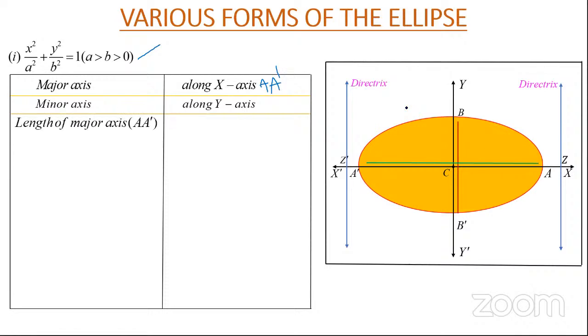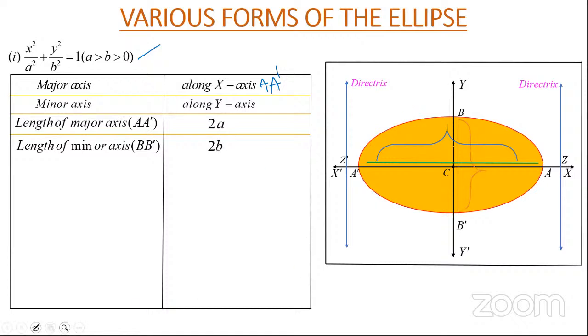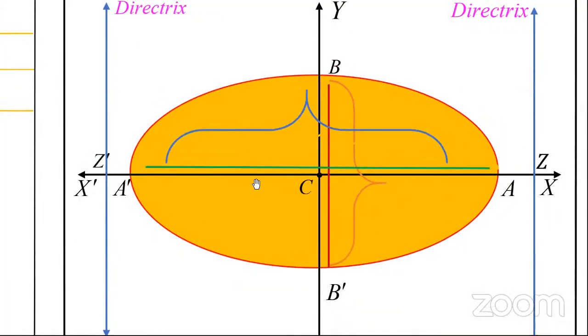The length of the major axis, the distance between A and A dash, is 2a, and the length of the minor axis is 2b. Please observe this; I'm zooming in. This green line indicates the major axis, and this brown line indicates the minor axis. This is the length of the major axis and this is the length of the minor axis. The blue bracket indicates the lengths: this value is 2a, and this value is 2b.